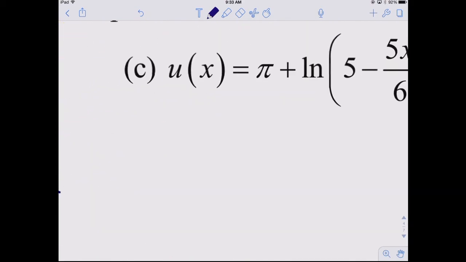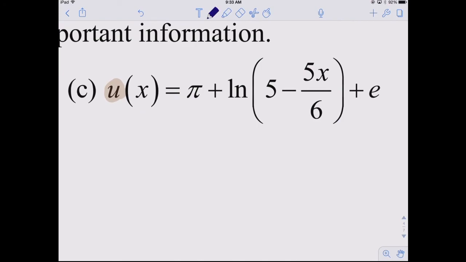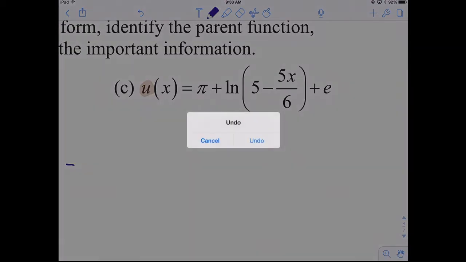Letter C is, what's the function's name? Well, the parent function is the log, but the function's name is u of x. U, not me, u of x. I would either one of these two, B or C, they make great quiz questions for Monday. All right, let's see if we can get through this one pretty quickly.